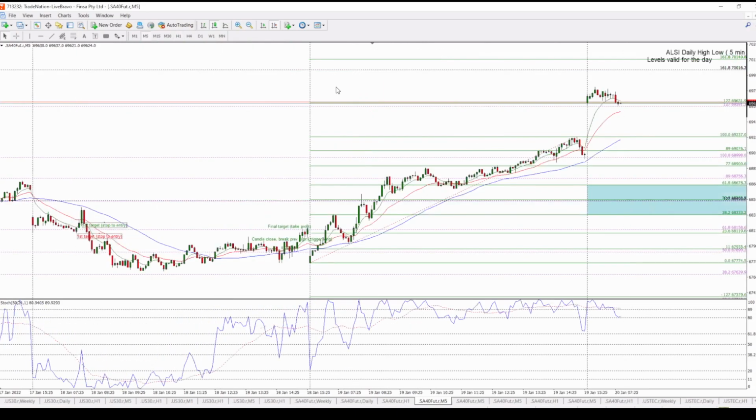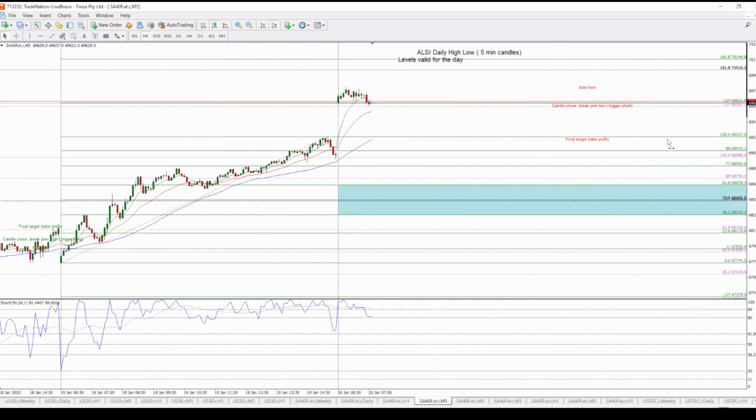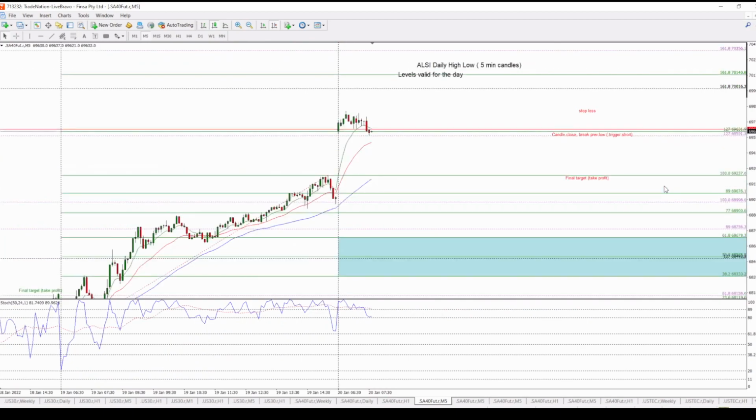On the daily high low, currently we're just around that 127 level. If you look on moving averages, 8 is above 21 above 50, that's indicating trend is up. Also the stochastic and signal line are above that 80 level, that's also indicating trend is up.